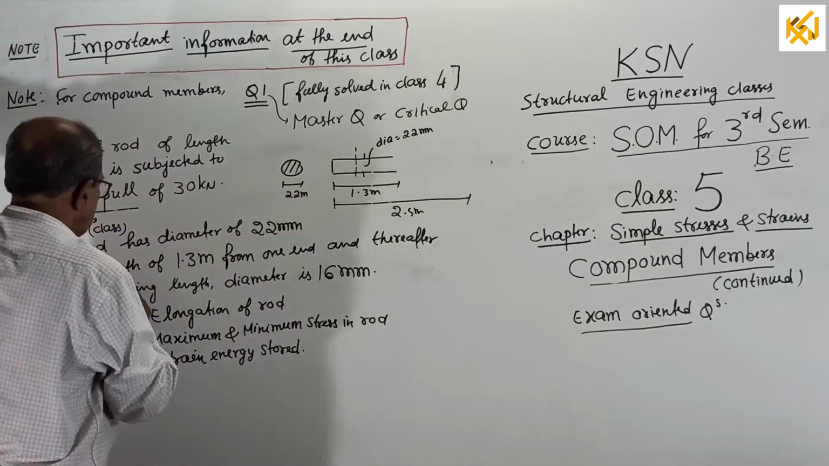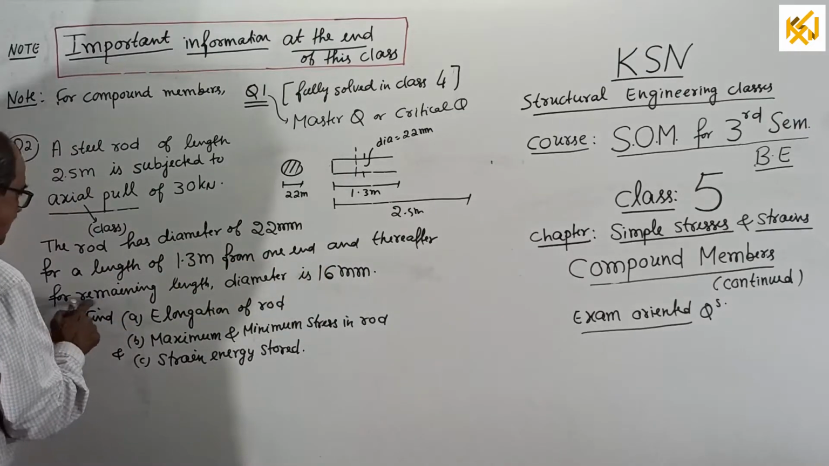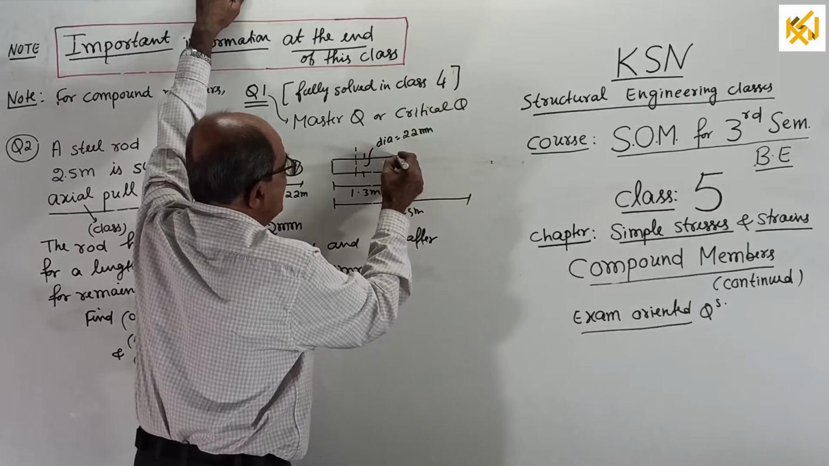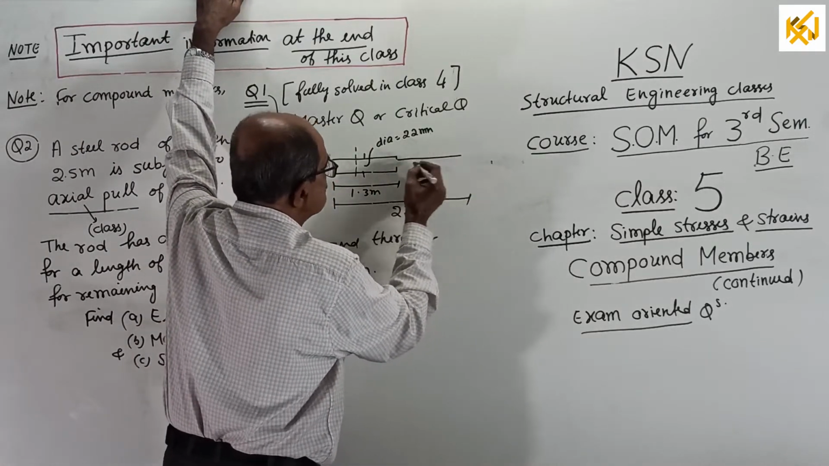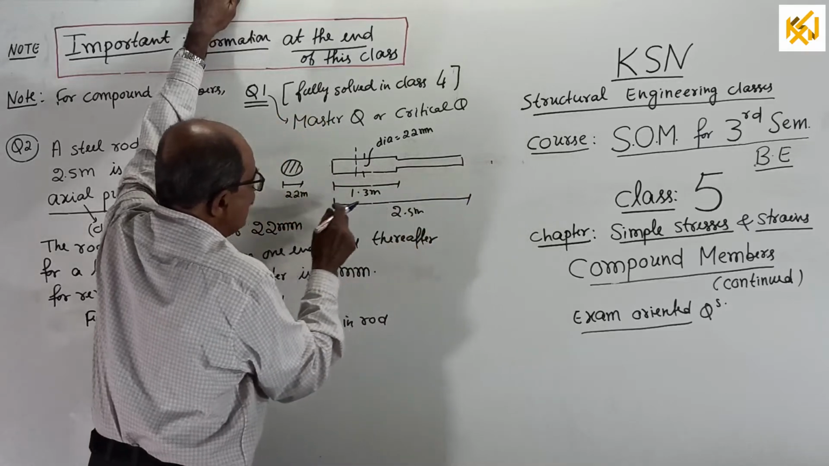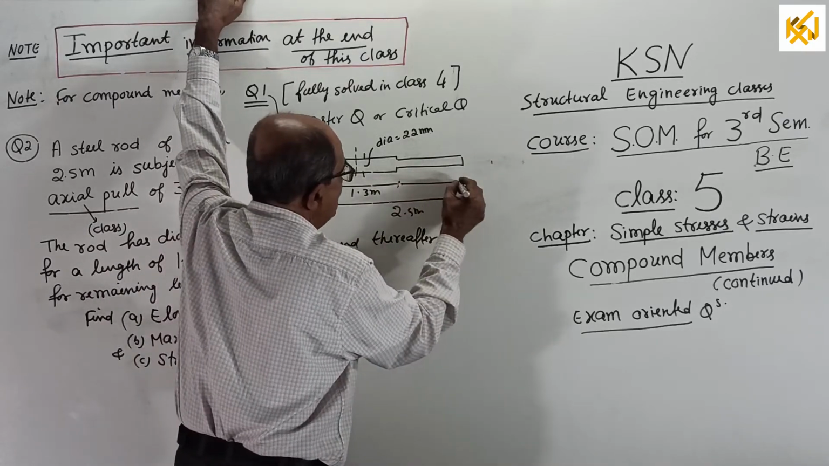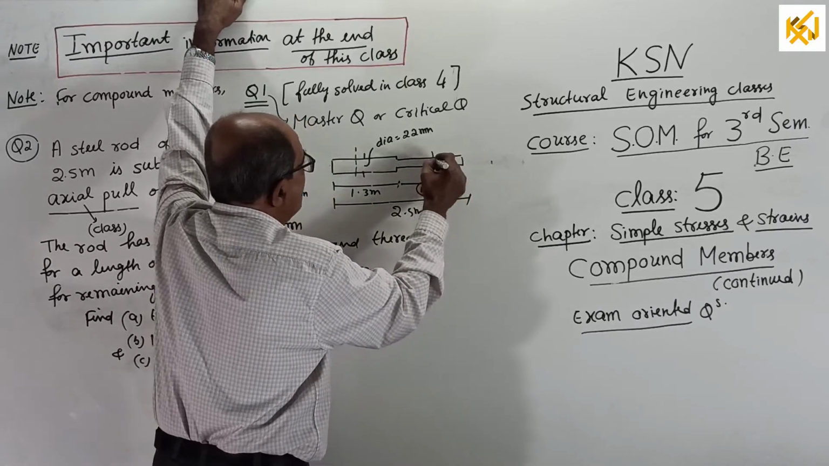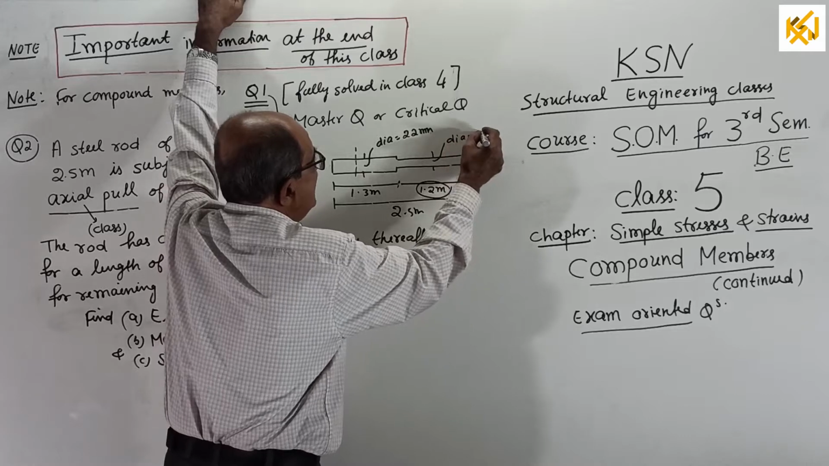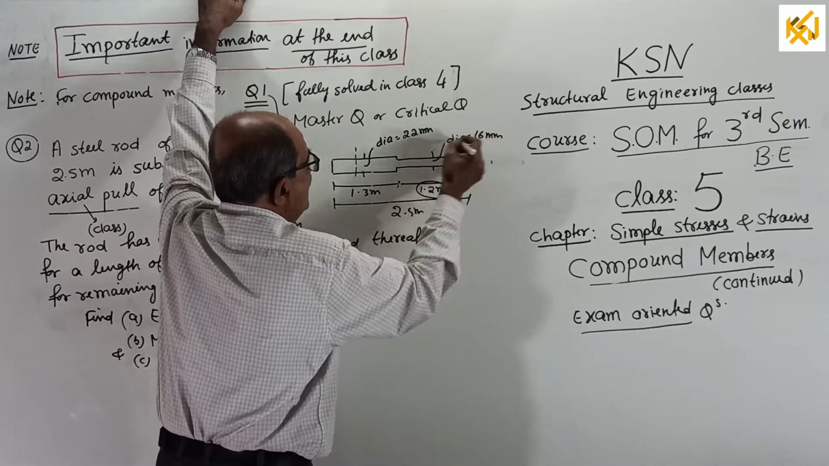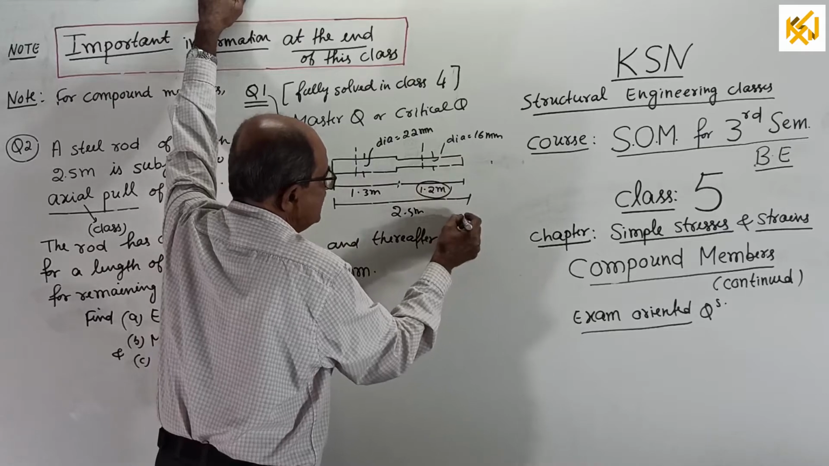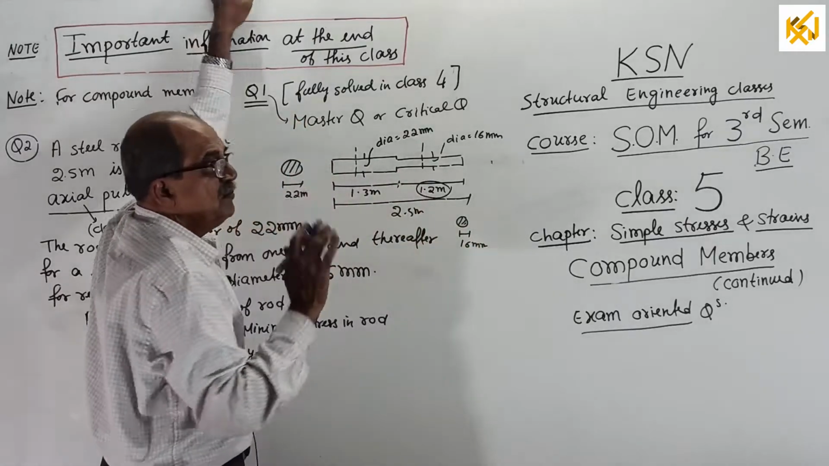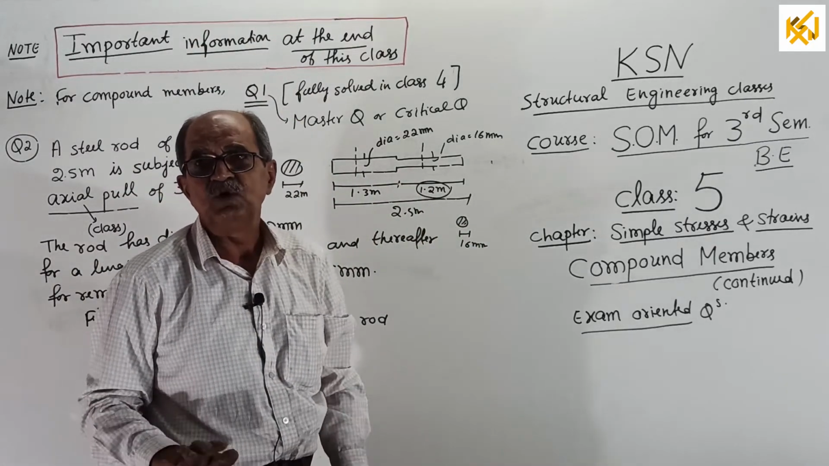Then they told, from one end, and for the remaining length, diameter is 16 millimeter. Once the 1.3 meter is over, suddenly the diameter will reduce. So 2.5 meter, 1.3 means this is 1.2. I can't explain because you are an engineering student, 1.2 meter. Here, diameter is 16 millimeter. Means if I take a section here, it will be a circular section of diameter not 22, 16 millimeter. Oh, now this will become a member of compound member, not composite section.